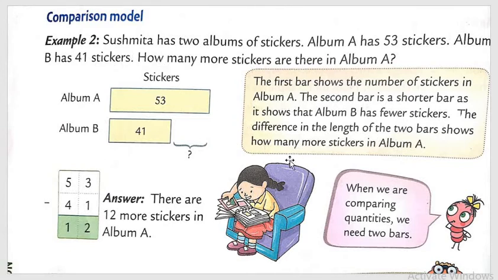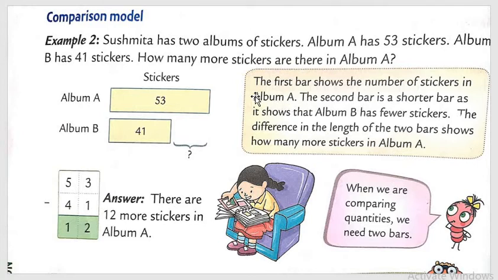See here, we draw the two bar models. First of all, album A for model 1 and album B for model 2. Okay, so album A, the bar shows the number of stickers in album A. Understood? Then the second bar, the shorter bar, shows album B. See here, write album B and here album A, 53 stickers, and album B 41 stickers, shown as fewer stickers. The difference in the length of the two bars shows how many more stickers in album A. Okay, so here what to do? We are finding how many more stickers in album A. So what do we have to do?